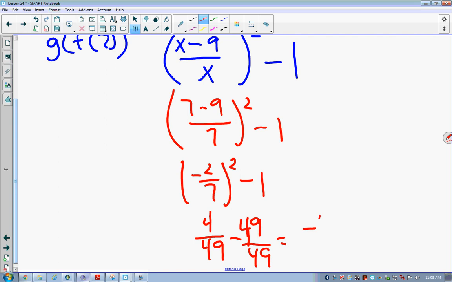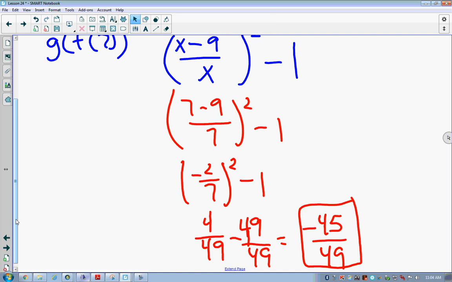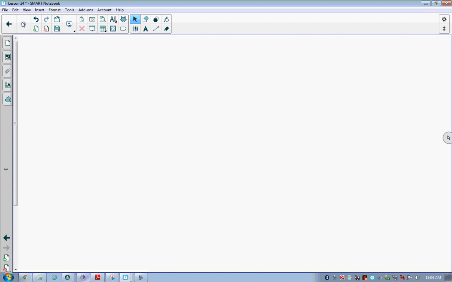Negative 45/49ths. Okay? And what I want you to see is that you're not always going to get an answer like 7 or negative 2, some nice, neat fraction like 1/2 or 2/3. Sometimes you get something that looks kind of ugly like negative 45/49ths. We're past the point in our mathematical career where everything's going to come out to something that looks like an answer I would get.